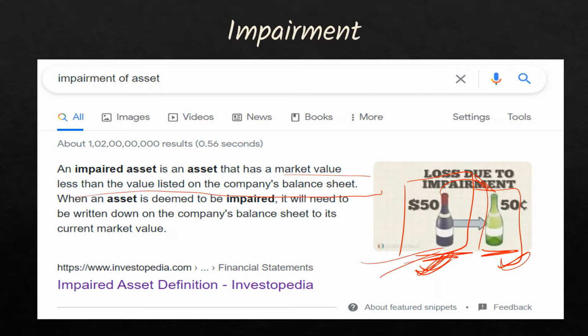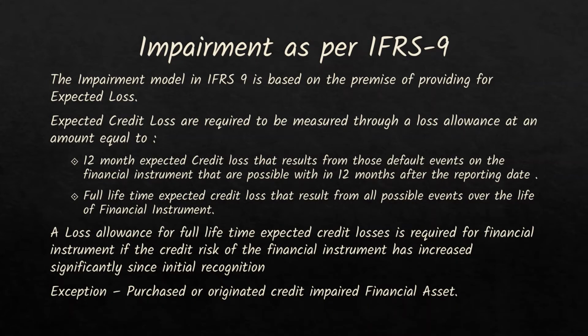If you have a bond whose value you were showing at, let's say, $100, but if you go and sell it in the market you will get around $50. So what do we need to do for that $50? You need to show it in P&L, but how, when, and what's the amount? Let's see what IFRS 9 has to say.